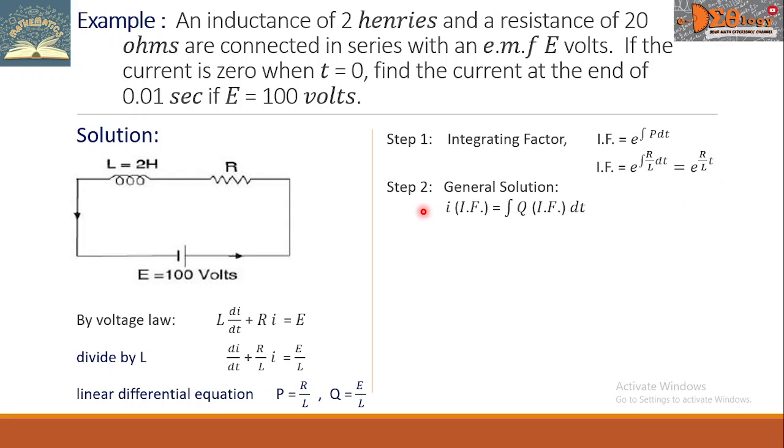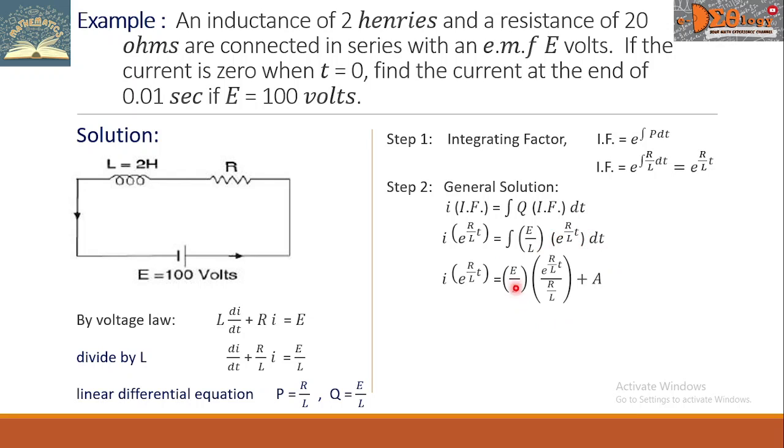Then step 2, the general solution, and we use this formula. We copy the i and we substitute the IF and the Q respectively. So the equation becomes like this. We copy the left side as is. On the right side, this E over L is a constant. We can pull it out of the integral. Let us take the integral of this e raised to R over L times t, then dt.